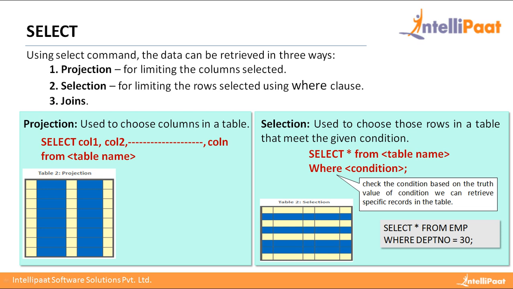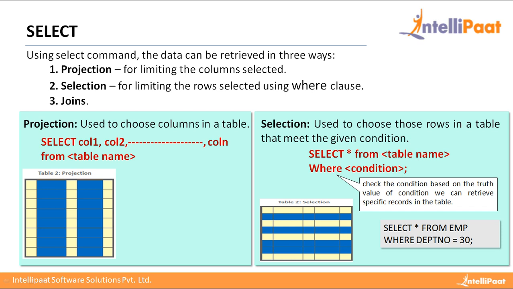What is the syntax of it? Select column 1, column 2 and so on. Whatever columns you want to retrieve, you have to mention them, followed by from, the from clause, followed by the table name. So here, when I have, say for example, 5 columns, among the 5 columns I want to get only the columns which are marked in blue. This process I will be calling projection.